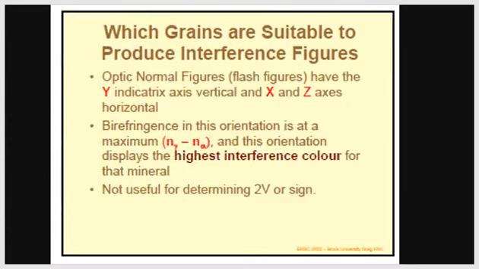Which means you can see in the case of optic normal figures or flash figures, the Y indicatrix axis is vertical and X and Z are horizontal. Birefringence in this orientation is the maximum. We have seen a similar case in the uniaxial also. And this orientation displays the highest interference color for the mineral, not useful for the 2V sign determination.